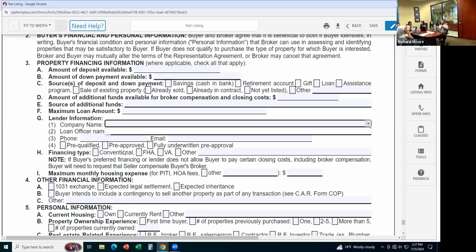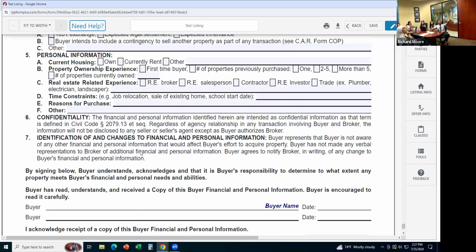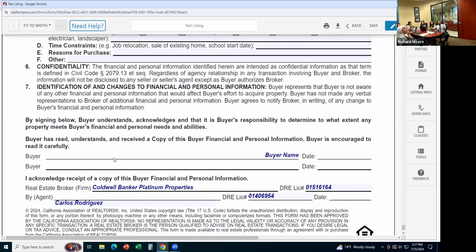So this is like a little questionnaire that you can go through with them over the phone. And then when you send over your buyer broker agreement, you have them sign this as well, saying that this information is correct. Do you have to have them sign this? If you fill it out, it requires a signature down here. It's not a form that we require, but you might as well have them sign it.